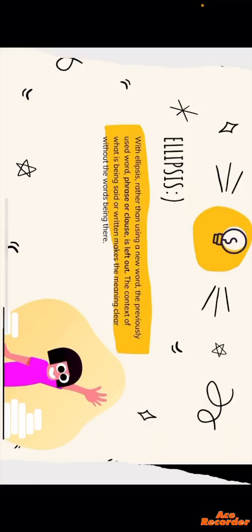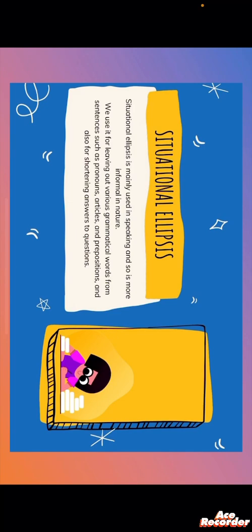Now, we're going to see ellipsis. With ellipsis, rather than using a new word, the previously used word, phrase, or clause is left out. The context of what is being said or written makes the meaning clear without the words being there. We have two types of ellipsis, and the first one is situational ellipsis. This one is mainly used in speaking and so is more informal in nature.